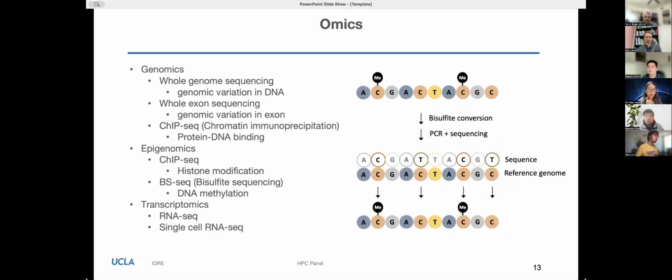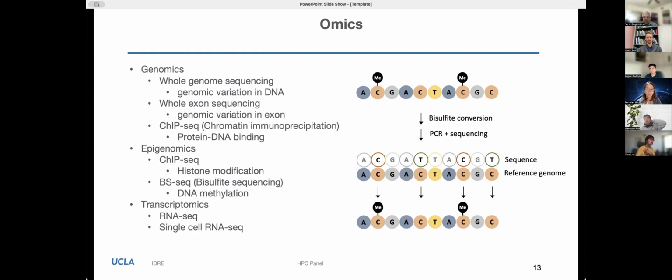Another type is epigenomics, which is also very important. You can see ChIP-seq for histone modification, where histones are one type of protein that is entangled with DNA. The concept is the same as ChIP-seq, but they are looking for epigenomic features. They won't change the DNA sequence, but rather modify the architecture of the DNA.